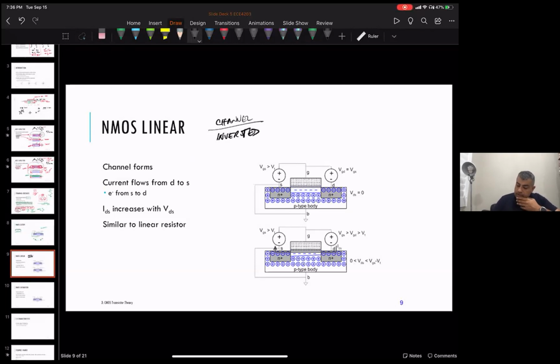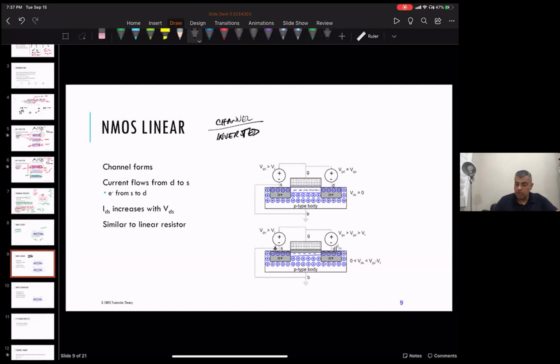Okay, so we have negative charges around the channel. So we have a connection between source to drain. Okay, and in this mode, now you've got a connection between source and drain. Now we start looking at the drain and the source voltage, and it basically looks like a resistor now.